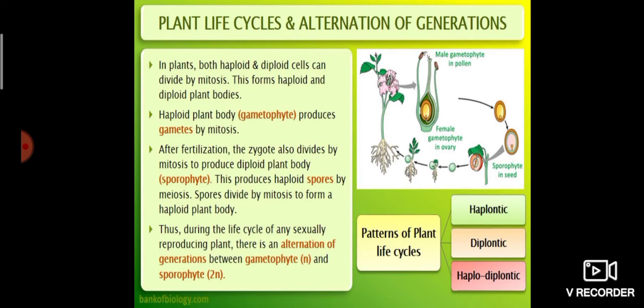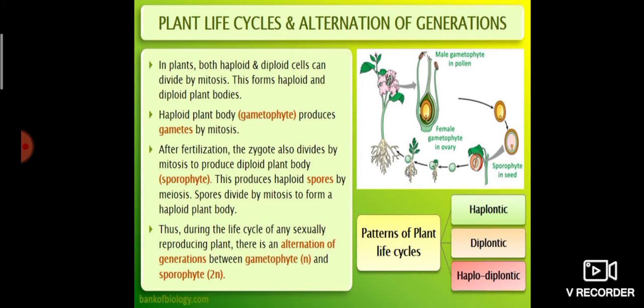These spores undergo mitotic division to form the haploid plant body, that is gametophyte. Again the cycle continues. During the life cycle of any sexually reproducing plant, and this is only for sexually reproducing plants, there is an alternation of generation between the haploid gametophyte and the diploid sporophytic generation. So this is the brief.